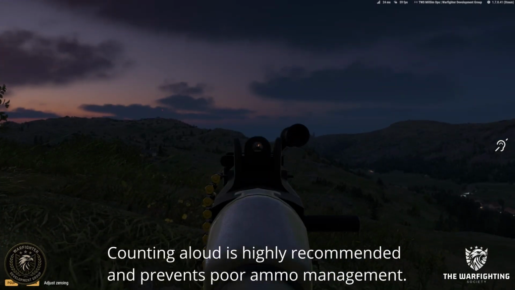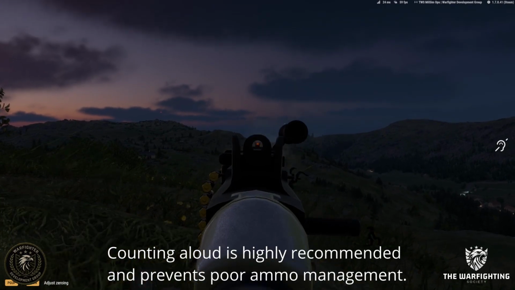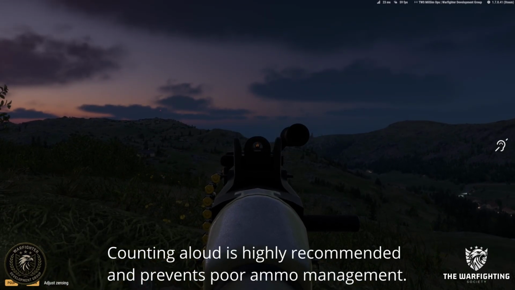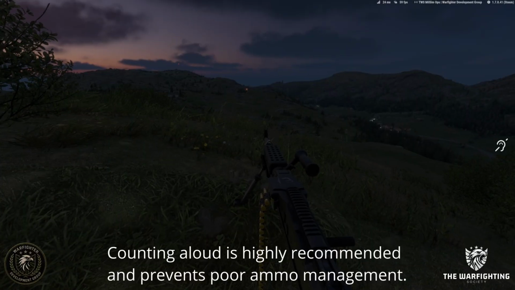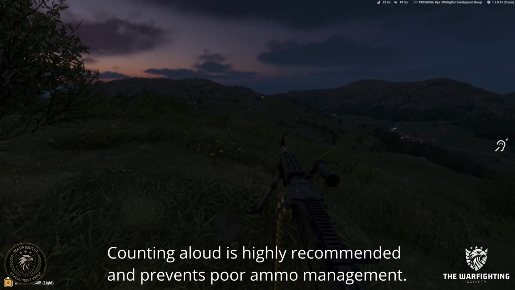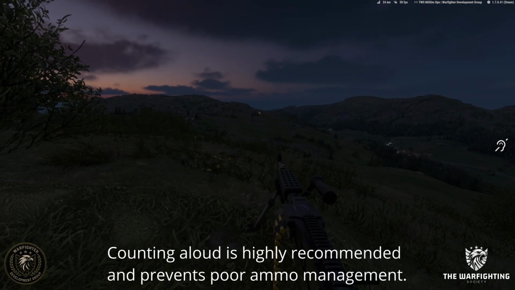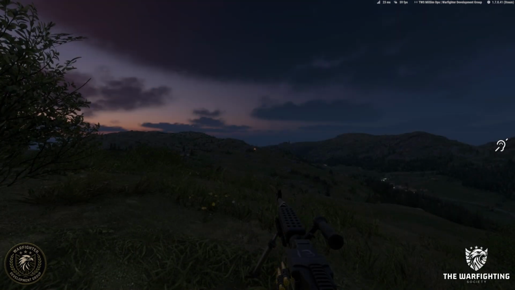Die motherfucker die, 1, 2, 3, 4. Die motherfucker die, 1, 2, 3, 4. And this could be rapid 6, rapid 2, sustained 3, whatever. That is completely up to the discretion of the team leader or squad leader.